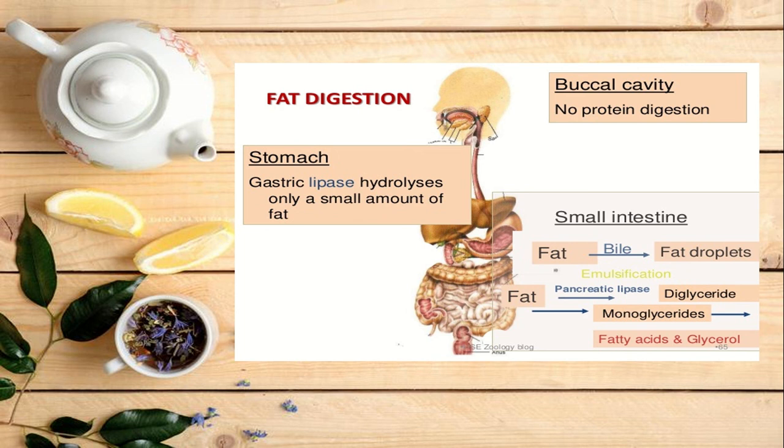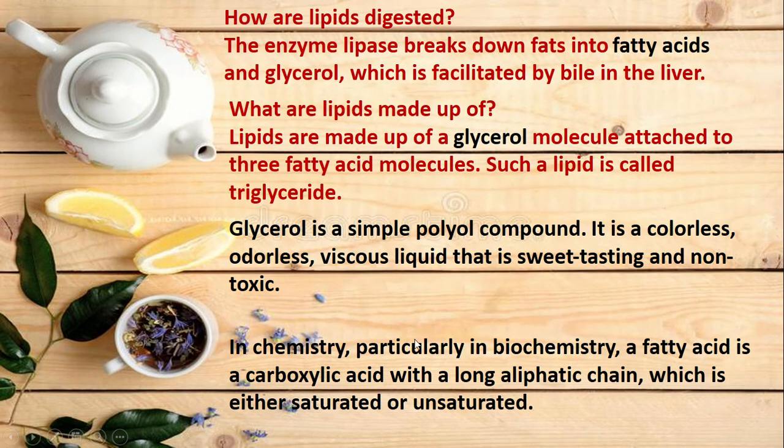So dear learner, the fatty substance having been digested turns into fatty acid and glycerol. Then this fatty acid and glycerol get absorbed in the body through the lymph gland situated in the belly of the intestine. So how are lipids digested? The enzyme lipase breaks down fats into fatty acid and glycerol, which is facilitated by bile in the liver.